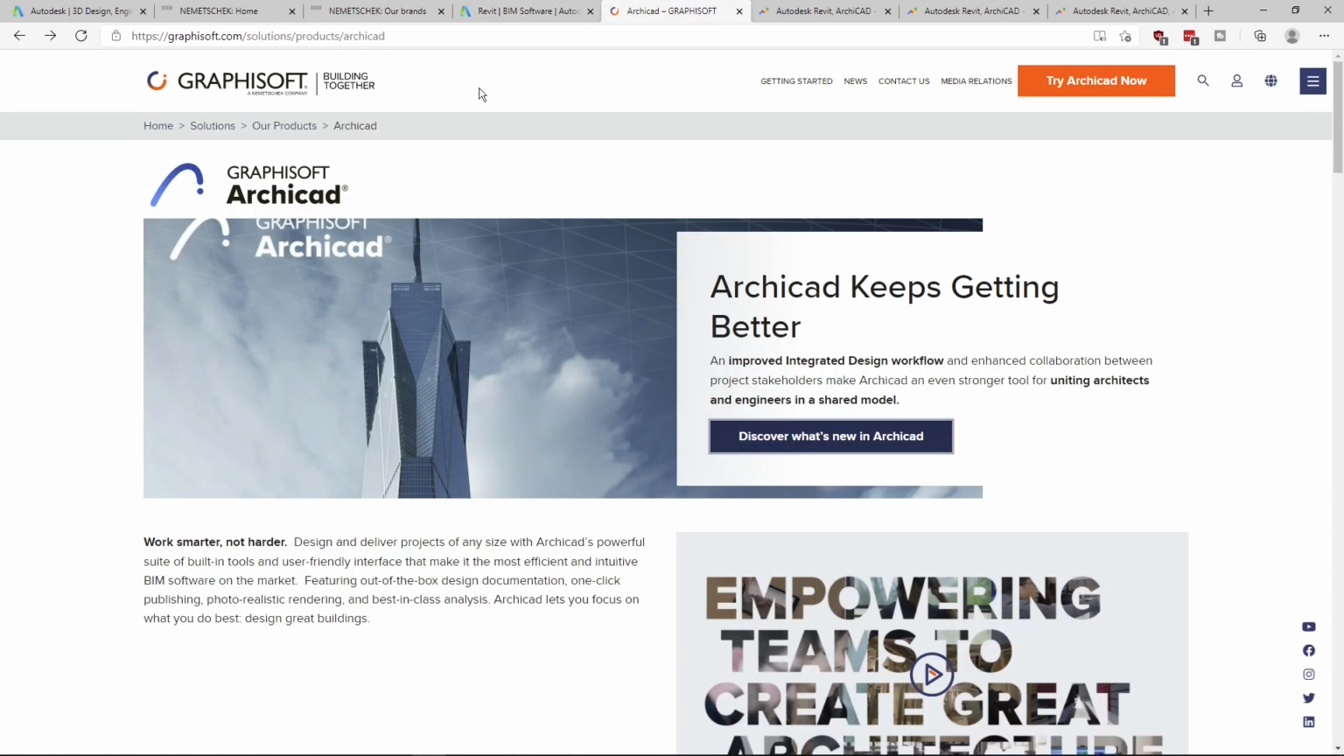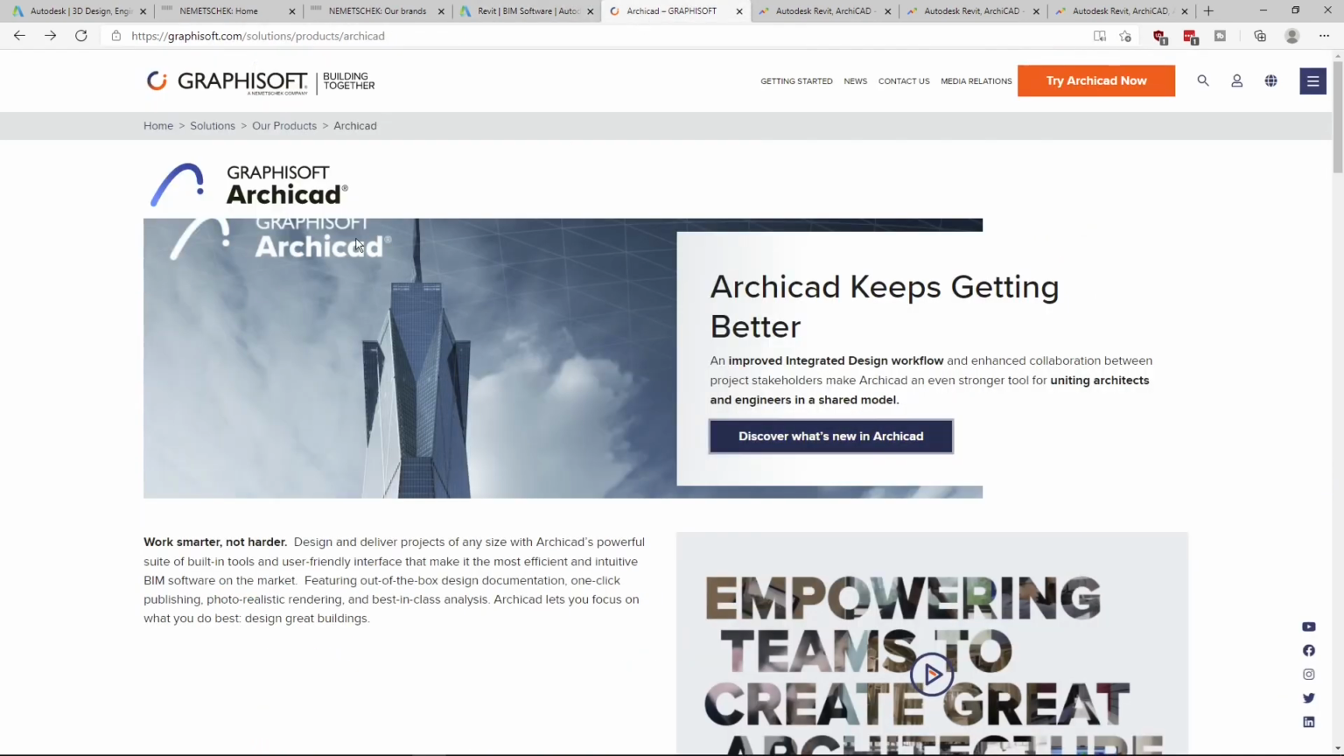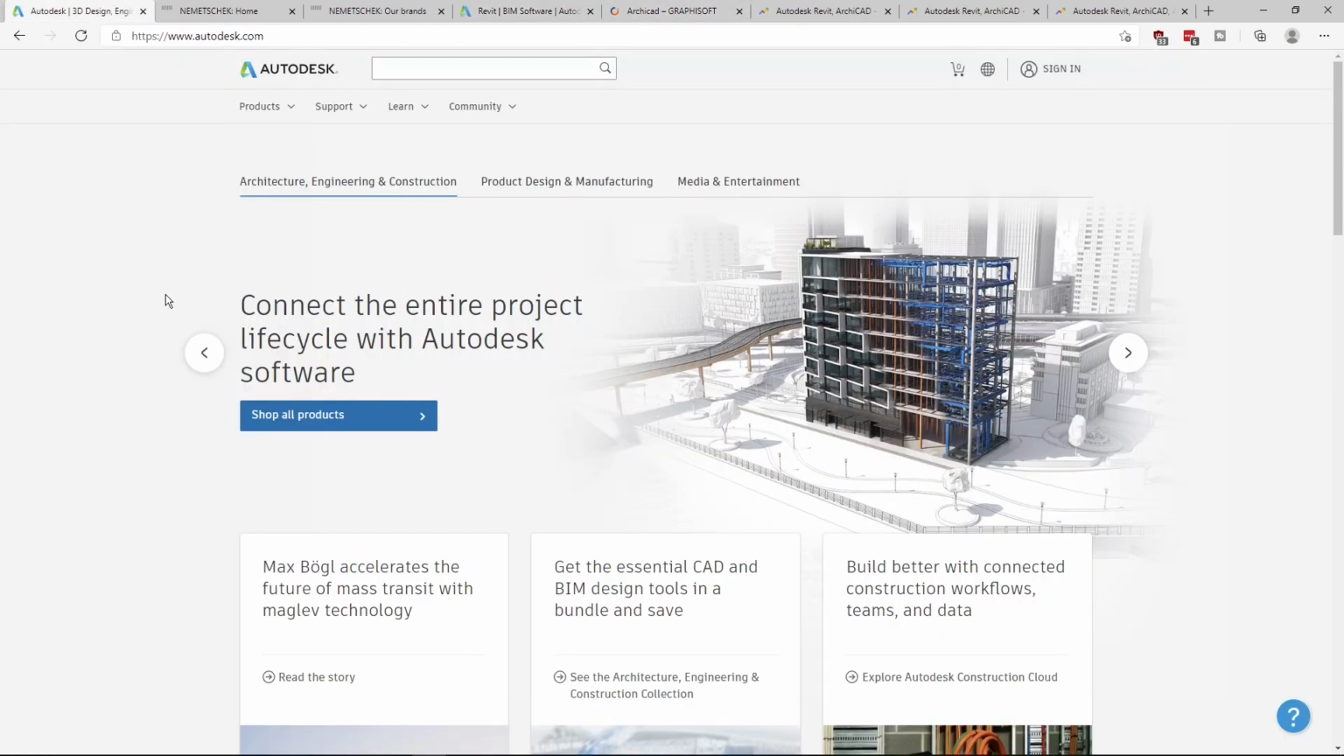I will compare ArchiCAD and Revit because in my opinion these are the two most used design software packages for BIM today. It's not easy to get the exact number of users of these software packages because their owners don't release them. So we will try to use some roundabout methods to gather information and to guess how many users each software package has. Let's start with a brief introduction.